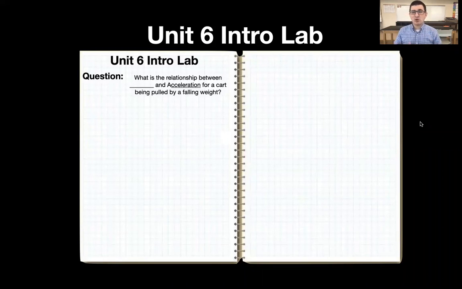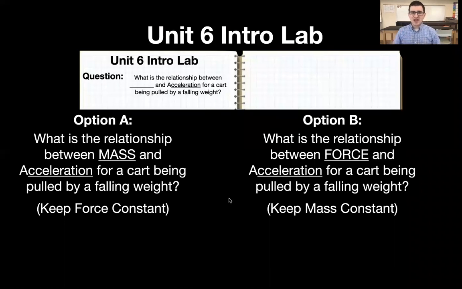And so now, in order to fill in that blank, you're going to have to remember back to class. On your lab table, there were two options. You either got assigned option A or option B. For option A, you would fill in the blank with mass. So what is the relationship between mass and acceleration for a cart being pulled by a falling weight? You'd want to keep that falling weight, that force, constant.